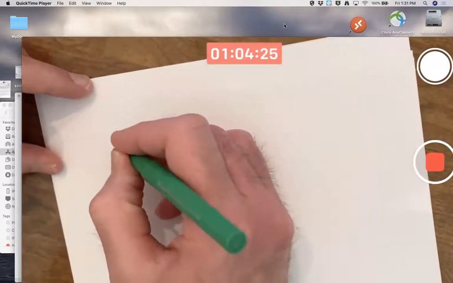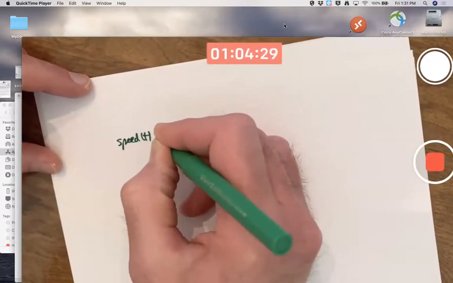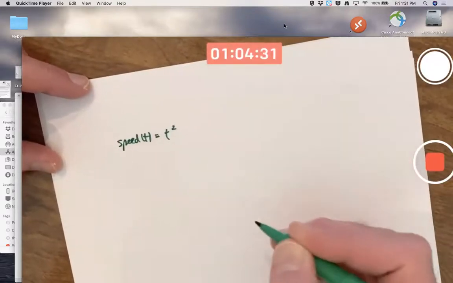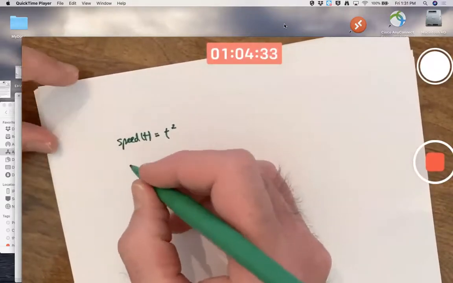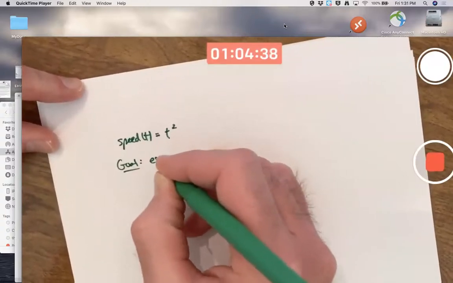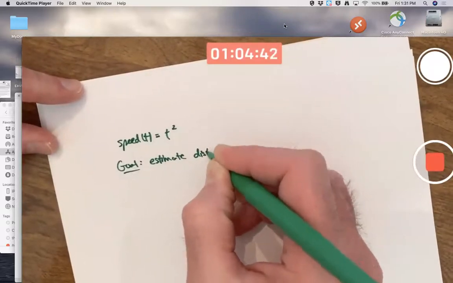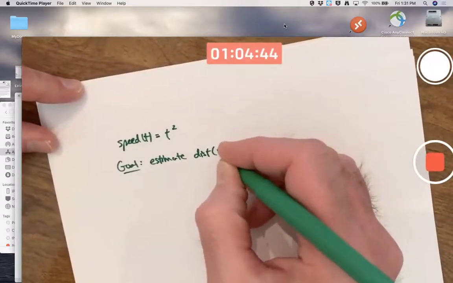Let's say the speed is t squared, and we're trying to estimate the distance traveled from time 0 to time 4, say.